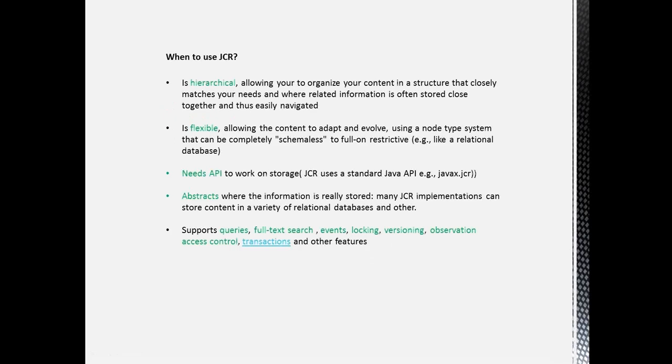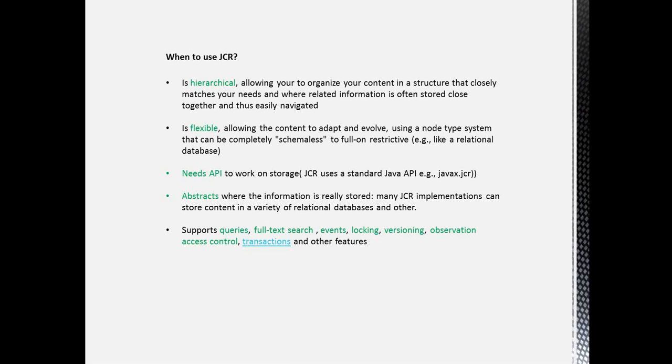When to use a JCR? If the data is hierarchical, unstructured, and you need flexibility. We have structured data and unstructured data; it is a flexible option. If you have only structured data, you can go for a database. If you have only unstructured data, a file system. But if you have both structured and unstructured data, and you need a high-level Java API, go for JCR, meaning we have a high-level API in our hands.